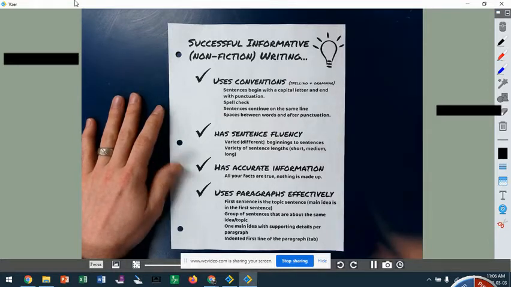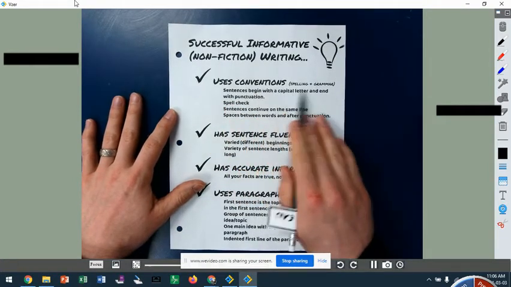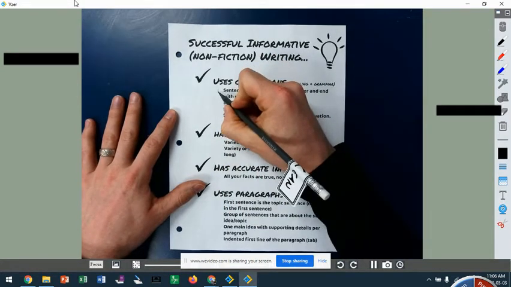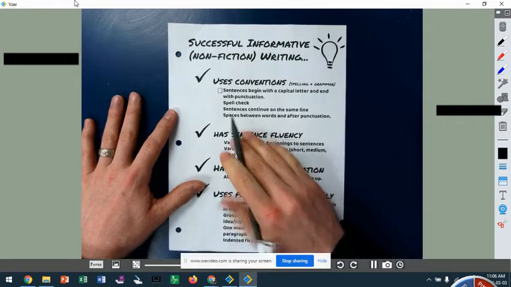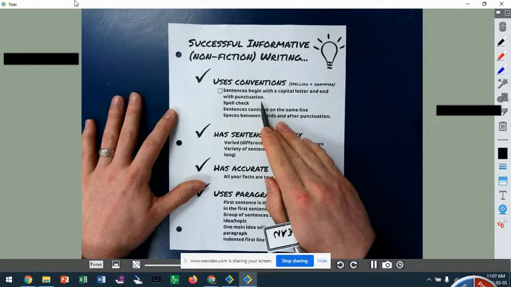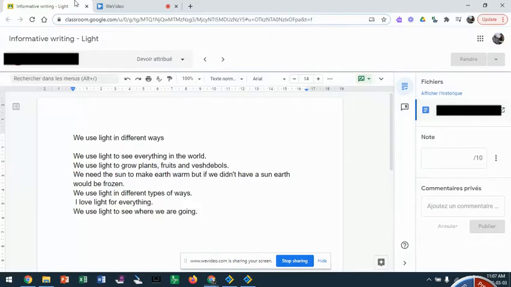So the first thing on my list, successful informative or nonfiction writing uses conventions like spelling and grammar. It's really hard to see the check boxes, but there's one here. The first item is sentences begin with a capital letter and end with punctuation. That is all I'm going to look for in my first read through. So I'm going to head over to my writing, Tanner's writing, really. And I'm going to start by reading, looking for sentences all starting with a capital letter and ending with a period.